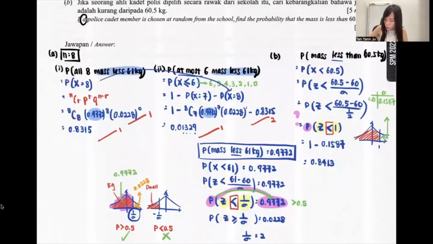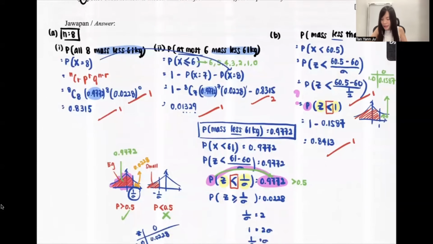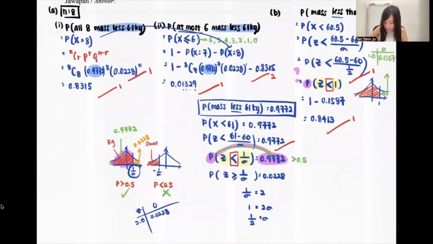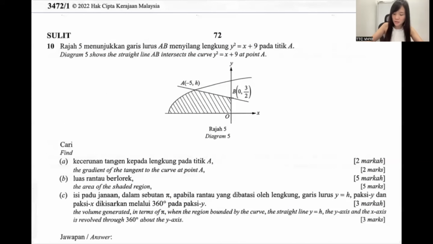Now guys, here 1 mark. Something incorrect, 1 mark. Just now this one, sub incorrectly, 1 mark. Writing 0.0228, 1 mark. Getting 1 over 2, 1 mark. And this question will be 10 marks. Understand? So far so good? Okay, guys, let's go on to the next question, okay?